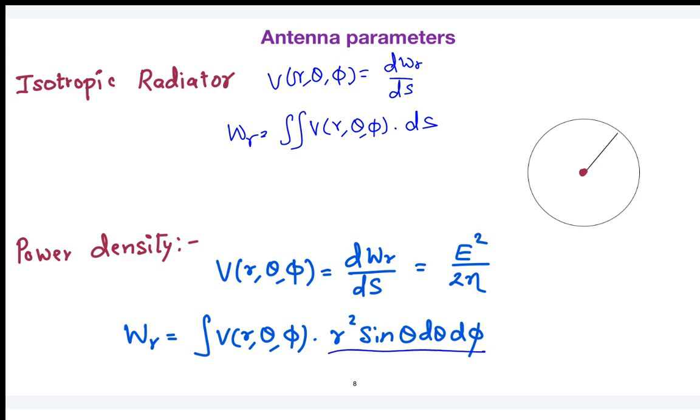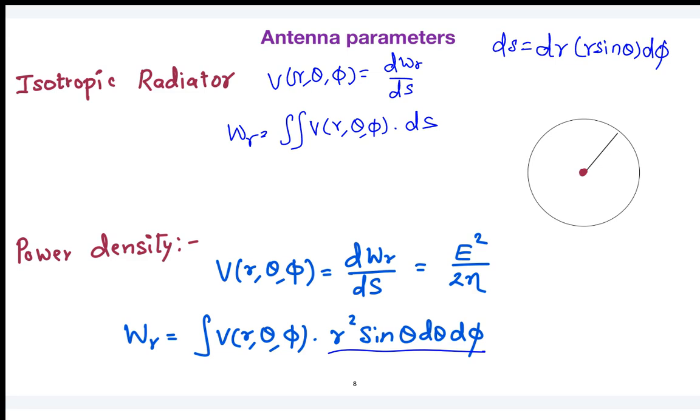Suppose the surface has constant theta. You know that there is a change in r and a change in phi. So this equation you can use for ds. It basically depends on what surface you are capturing.